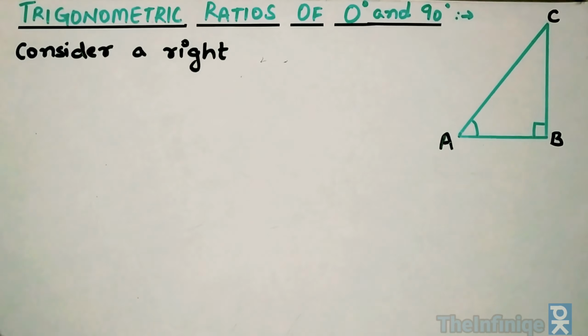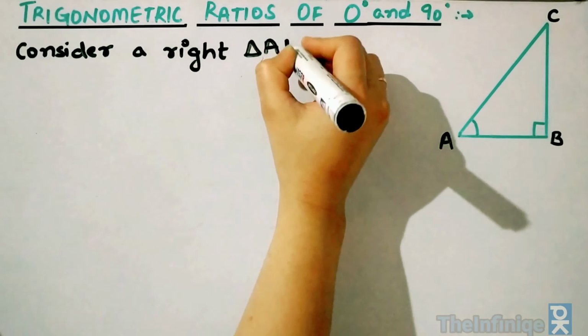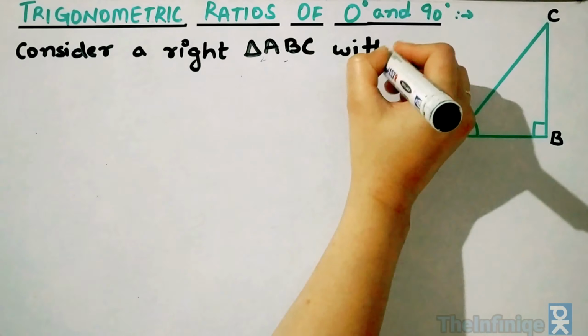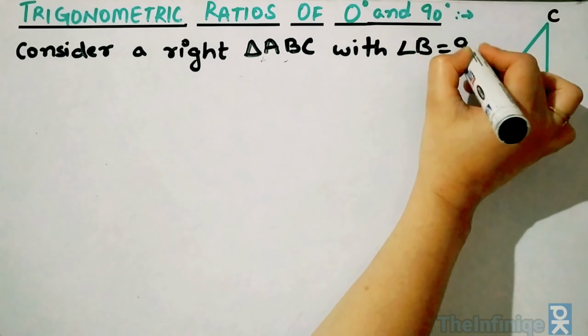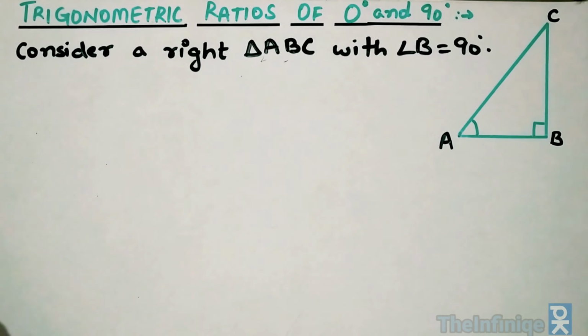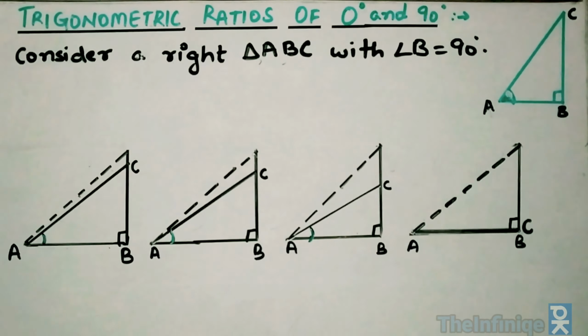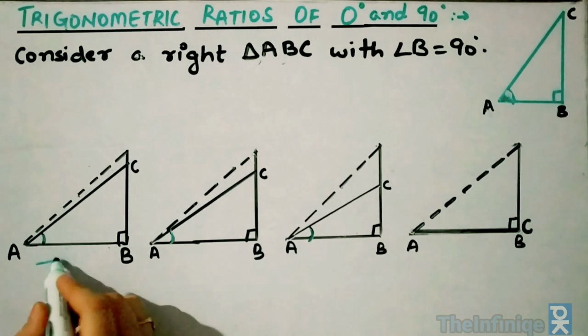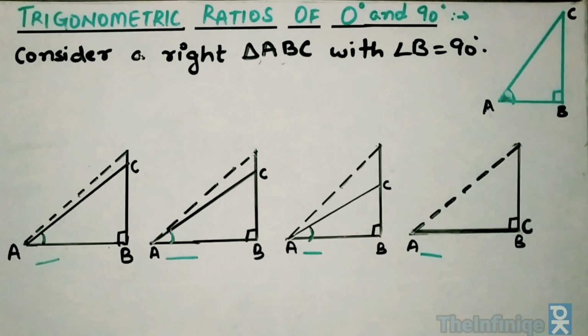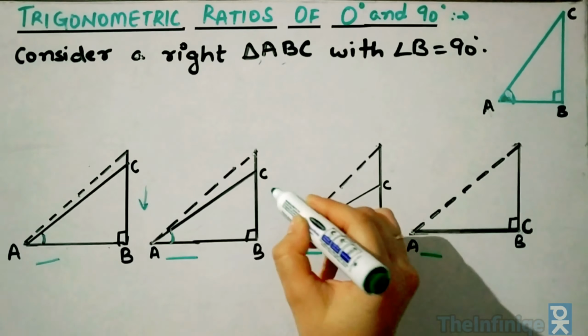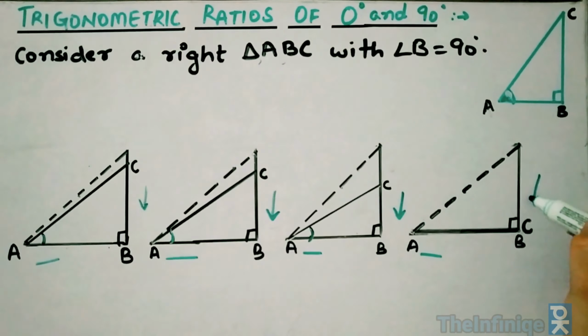For this, consider a right triangle ABC with angle B equal to 90 degrees, and angle A and angle C are the acute angles. Now let us see what happens to the trigonometric ratios of angle A if it is made smaller and smaller in the right triangle ABC till it becomes 0. As angle A gets smaller and smaller, the length of the side BC decreases. Here it is shown in the figure.